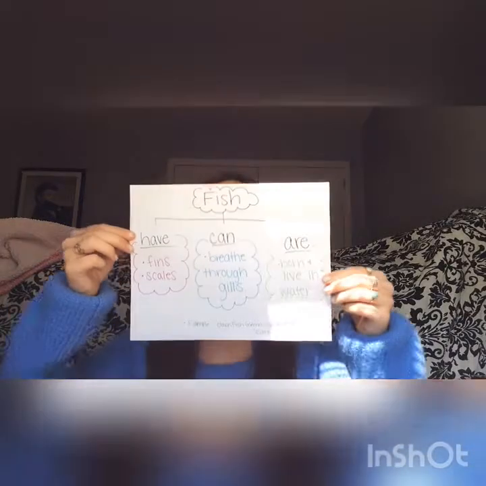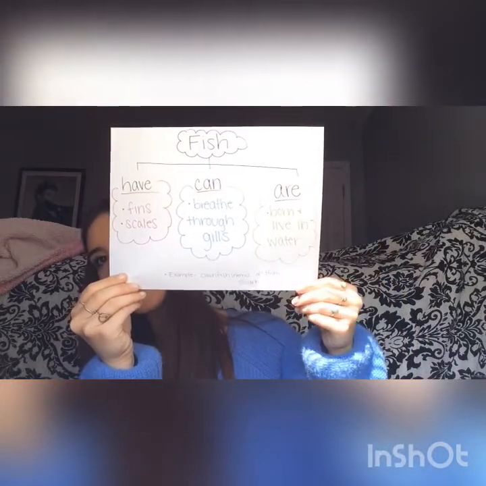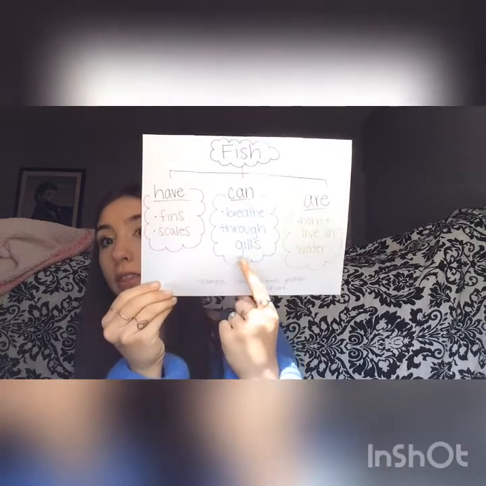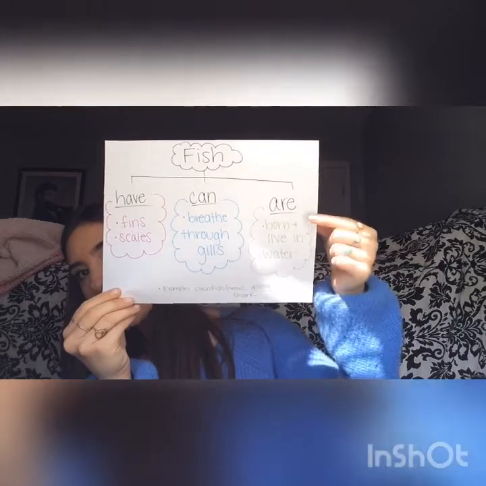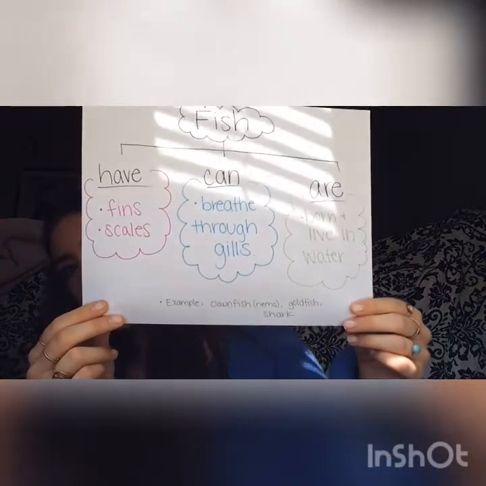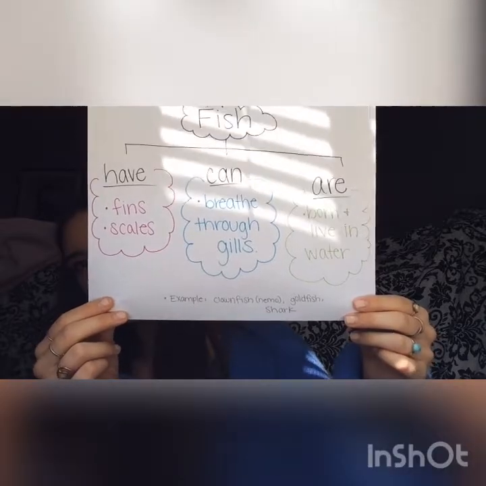So, there's our birds. Now let's talk about another group we learned about, which are fish. And we said that fish have fins and scales. They can breathe through gills. So remember, they don't breathe like people through lungs. They breathe through gills in the water. And they are born and live in water. And some examples would be a clownfish like Nemo, a goldfish, and a shark. Those are all kinds of fish.